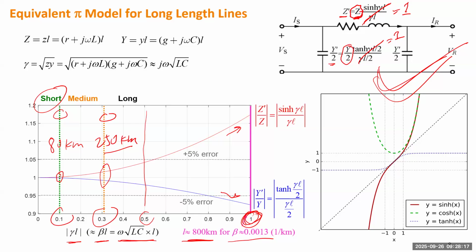This example just tells you the difference between the long line and short line model is that you need to correct the actual impedance and admittance by a factor. That factor can be very close to 1. Within 250 kilometers, that factor is less than about 2%. Within 80 kilometers, that is less than 1%. If 2% is good enough for you, you can use the medium line.